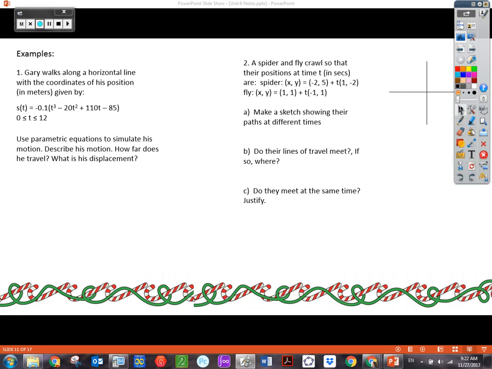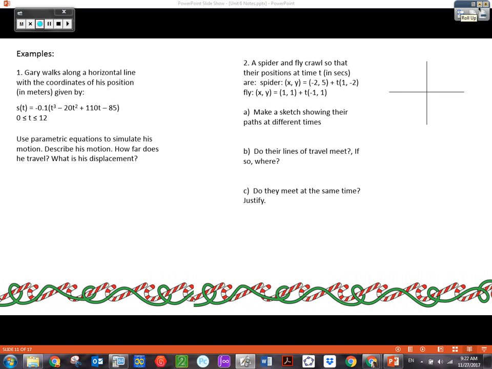So this first problem, I call it the Gary problem. It's kind of fun. So here's what we're going to do. Gary walks along a horizontal line. This is important. He's going back and forth on a horizontal line. There is no Y movement at all. It's just X movement, walking back and forth on a horizontal line. And the coordinates of his position in meters, so we have some units, are given by this.